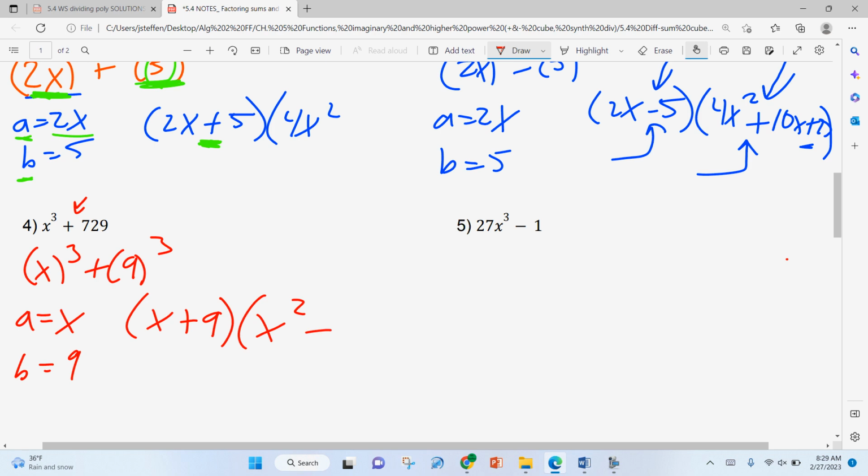The next one has to be the opposite of that, so that's a minus. A times b is 9 times x, or x times 9. And then this one's always plus, and then b squared, 9 squared is 81.